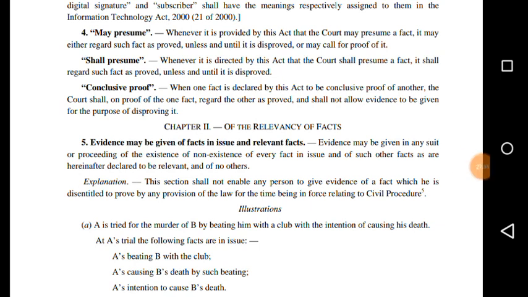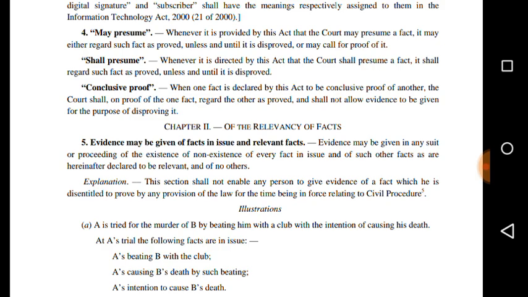After this, conclusive proof is different from may presume and shall presume. Whenever one fact is declared by this Act to be conclusive proof of another, you know the general meaning of the word conclusive. The court shall, on proof of the one fact, regard the other as proved, and shall not allow evidence to be given for the purpose of disproving it.